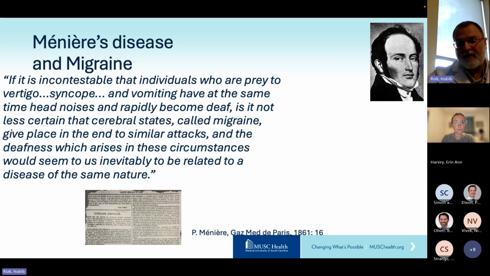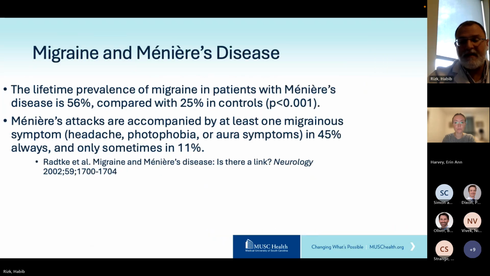And that correlation with migraine has been present since Meniere's disease was even first introduced as a pathology by Prosper Meniere, who noticed that all of those patients he was presenting at the French Academy of Medicine actually had a migraine. Now, the lifetime prevalence of migraine in patients with Meniere's disease is about 56% compared with 25% in controls. That's based on a seminal paper from 2002 by the Berlin Otologic Group.